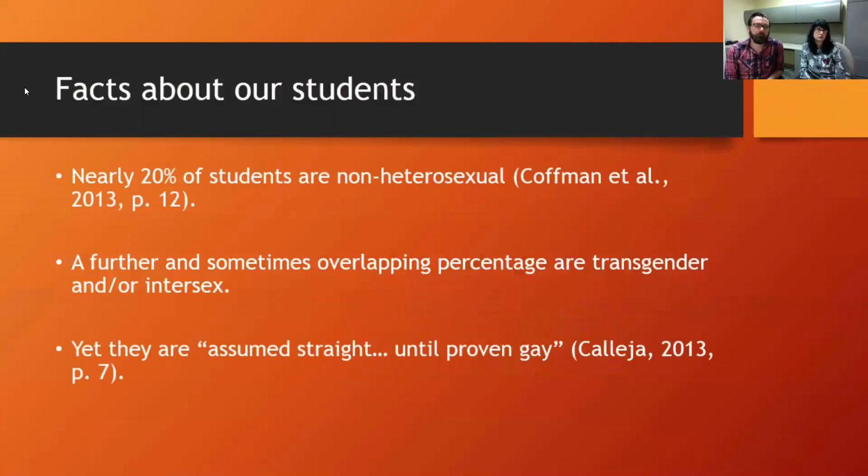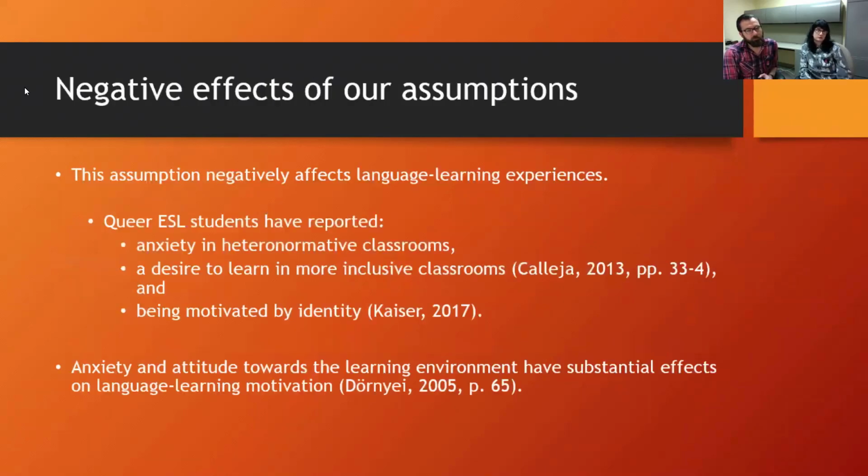So there's a few facts about our student populations that we want you to know. One is that nearly 20% of people are non-heterosexual. And a further group of people, you also have transgender students, you also have intersex students. And in all these cases, students are assumed straight until proven gay. This assumption negatively affects a lot of the language learning experiences of our students.